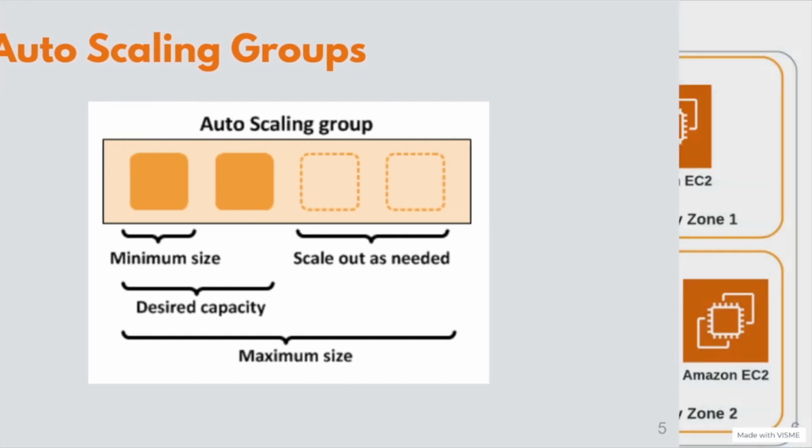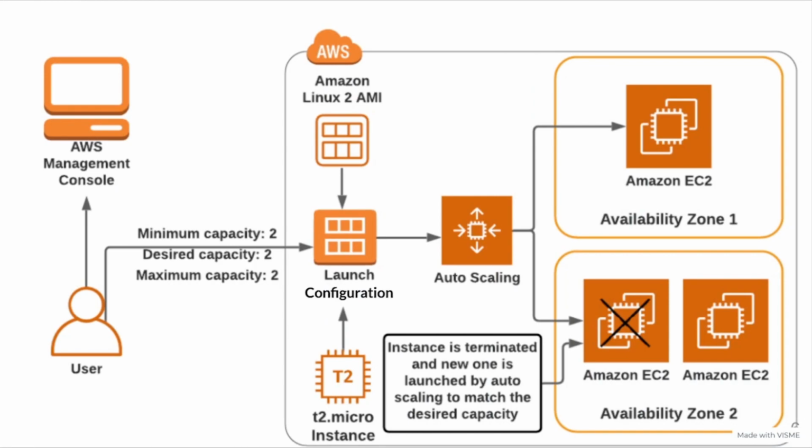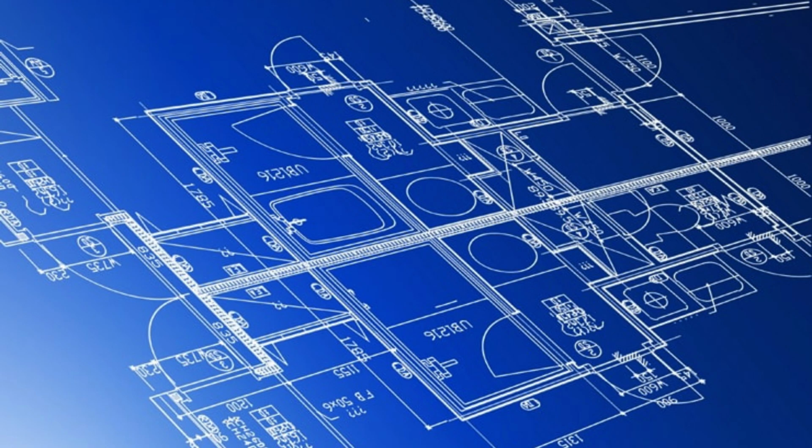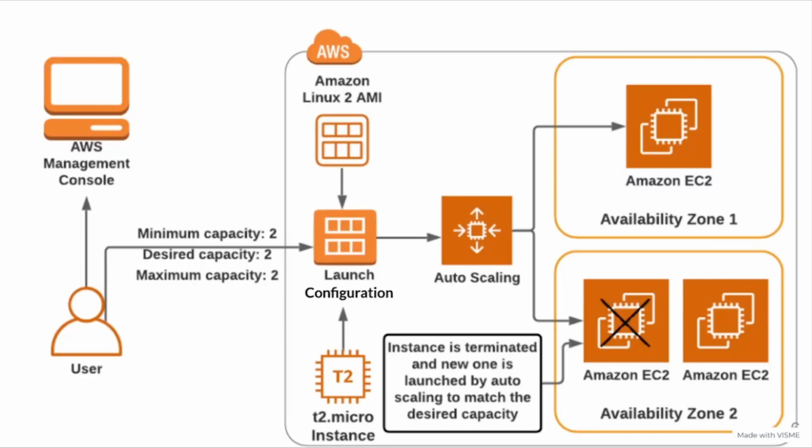ASG launch configurations, on the other hand, can be compared to a blueprint for constructing a building that meets specific requirements. A launch configuration defines the settings for an instance, such as the AMI, instance type, security groups, and other configuration details. It provides a template for launching EC2 instances in an ASG so that each instance launched in the group is configured the same way. This ensures that all instances in the group are identical and perform the same tasks, making it easier to scale your application horizontally.